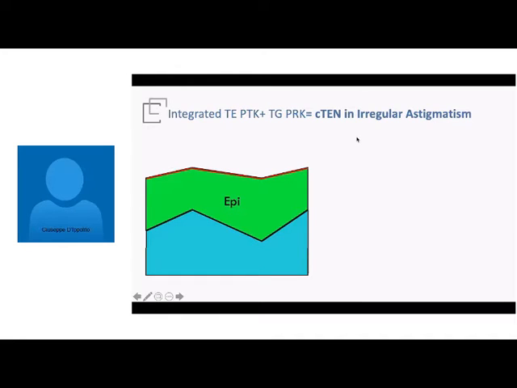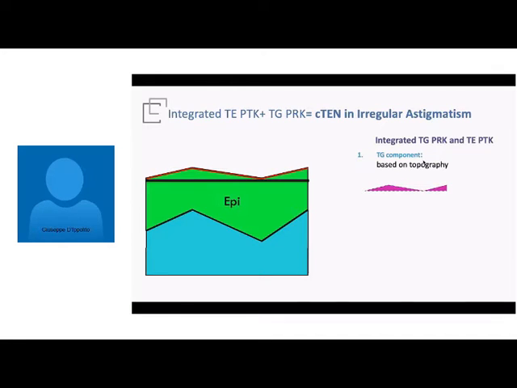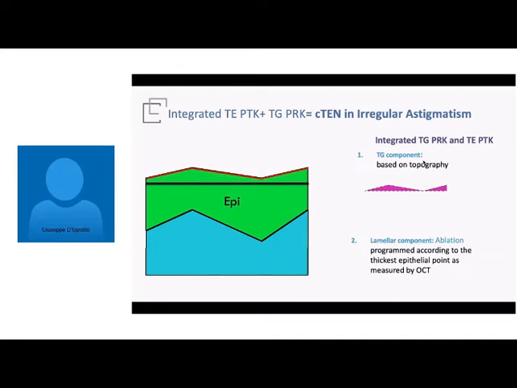And now our system that we use with CTAN, it is transepithelial PTK combined with topography guided PRK into a single integrated no-touch ablation. So we take again our topography, we measure our epithelium in irregular cases, we should do that. We have tools to do that, especially in precision tool, there will be no problem. Otherwise, we must use OCT.